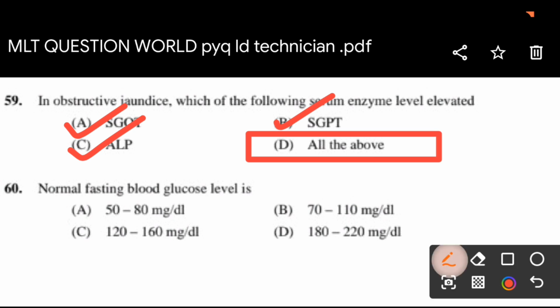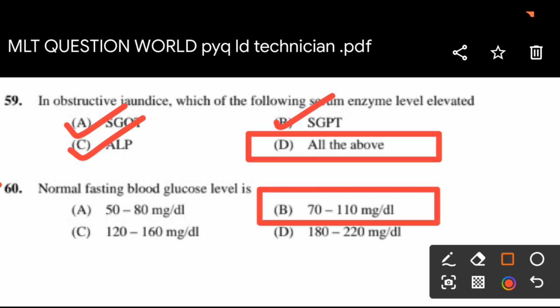Next one. Normal fasting blood glucose level is 50 to 80 mg per deciliter, 70 to 110 mg per deciliter, 120 to 160 mg per deciliter, 180 to 220 mg per deciliter. The right answer is 70 to 110 mg per deciliter.